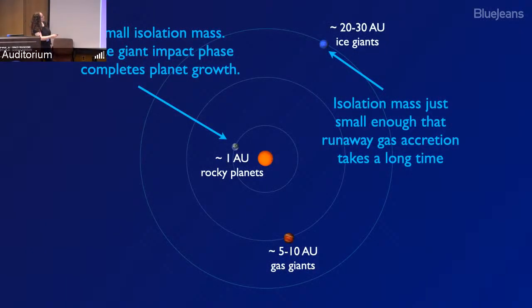And now go back to our diagram. In the inner part, you have a small isolation mass, smaller than rocky planets, with a minimum mass solar nebula. Again, another thing that we know we shouldn't rely on. And then you need a late impact phase, like the moon-forming impact, to complete your planet growth. In the outer part of the system, your isolation mass is just small enough that runaway gas accretion takes a long time. In the middle, your isolation mass is big enough to accrete a runaway gaseous envelope, and you have enough time to do it before the gas dissipates. Okay, so that's all nice.